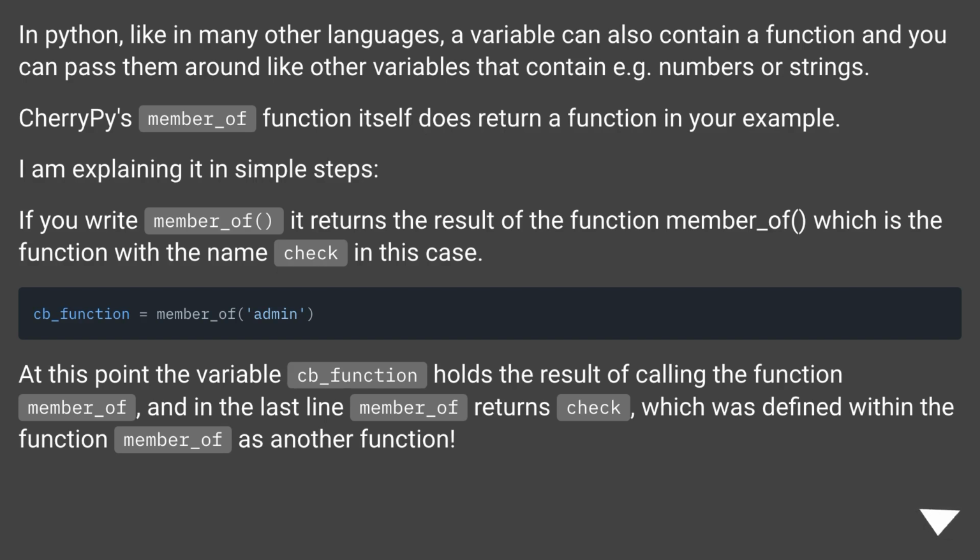If you write member_of, it returns the result of the function member_of, which is the function with the name check in this case. At this point the variable cb_function holds the result of calling the function member_of, and in the last line member_of returns check, which was defined within the function member_of as another function.